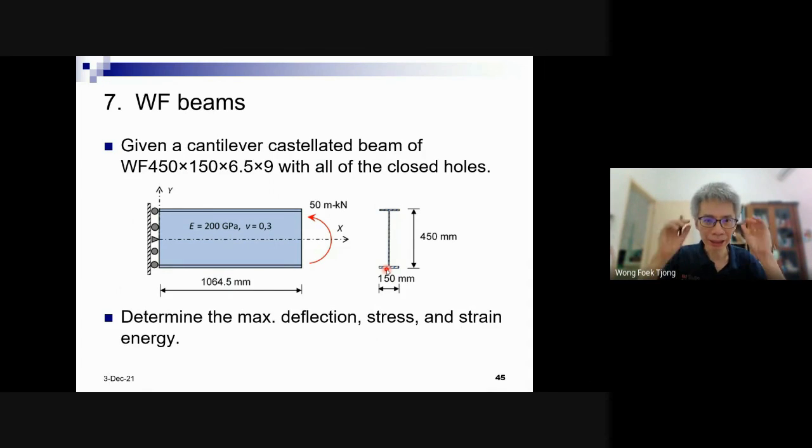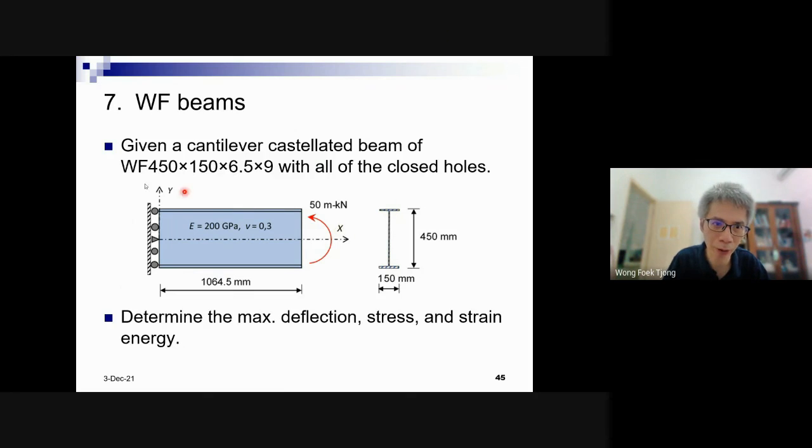Well, the question, last example. Is it possible to model the wide flange beam using CST, using plane stress? The answer is yes, possible. How to model the flange? Just use different thickness because the thickness of the web is just the web thickness.